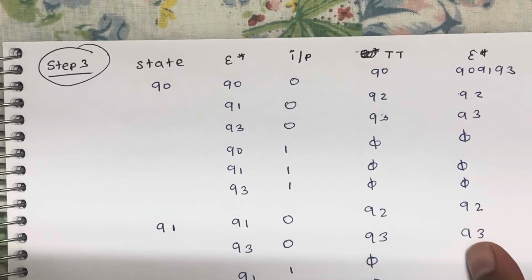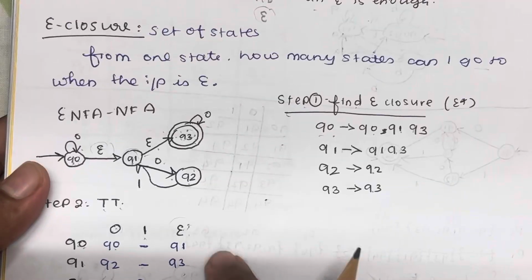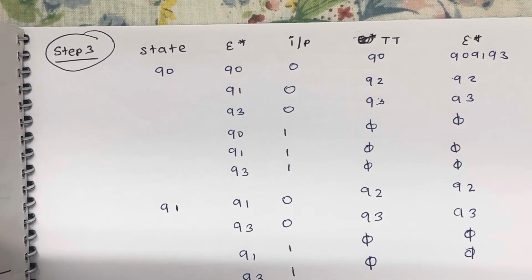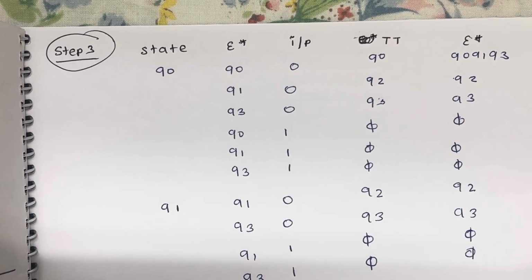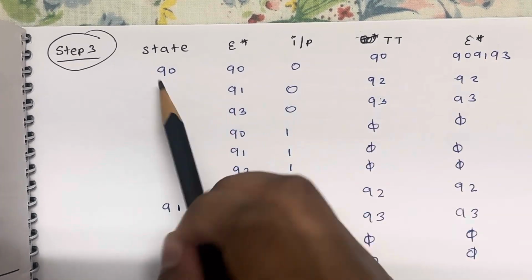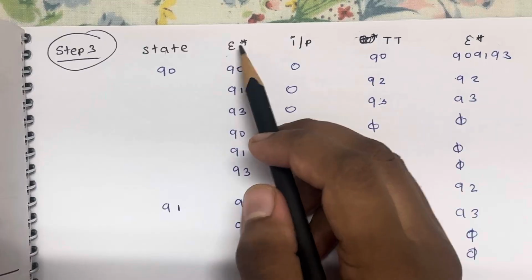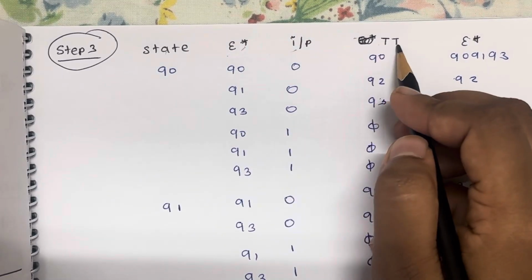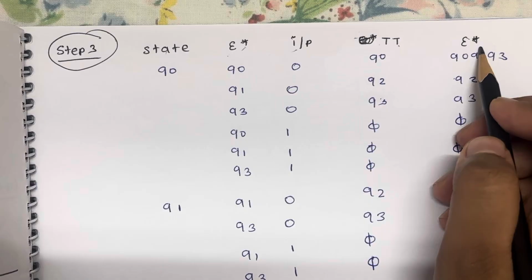Then our next step is we have to create a transition table for this diagram. You guys can take a screenshot or draw that diagram on your papers so you have it for reference. You're going to have 5 headings on the top. The first one is going to be state, epsilon star, which is closure, input, and then the transition table value, and then epsilon star again.